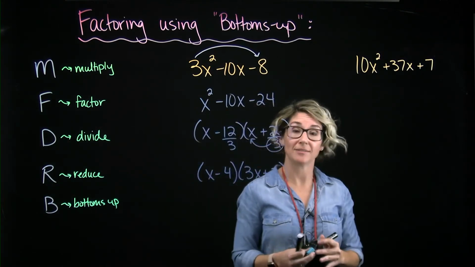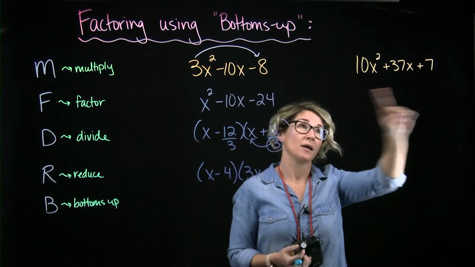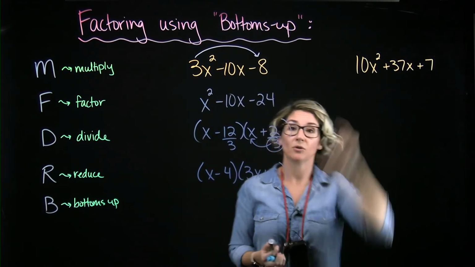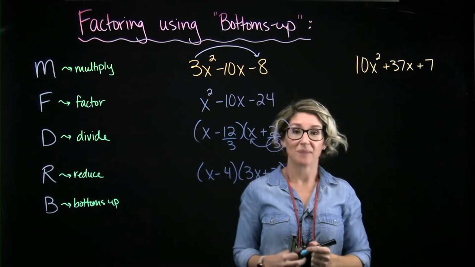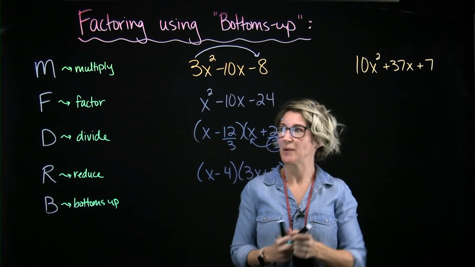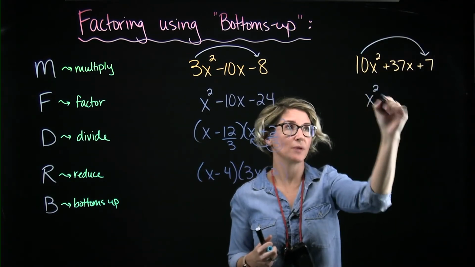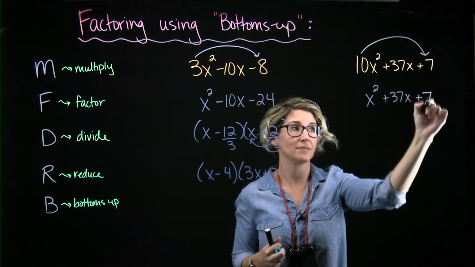This one says I have a 10x squared minus 37x plus 7. It's in order, there's no GCF, greatest common factor, and my leading coefficient is a 10, something other than 1. Let's do bottoms up. My friend doesn't read books. Here we go. Let's multiply. I have a new trinomial, x squared plus 37x plus 70.